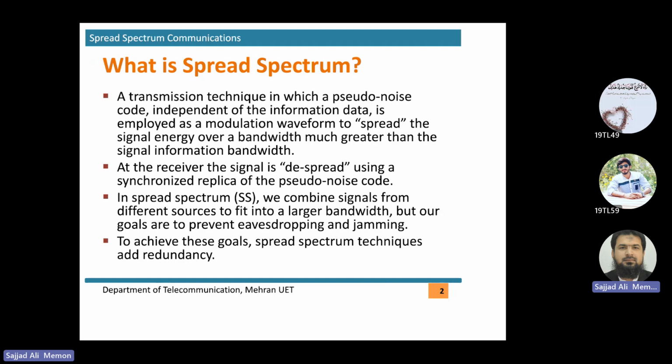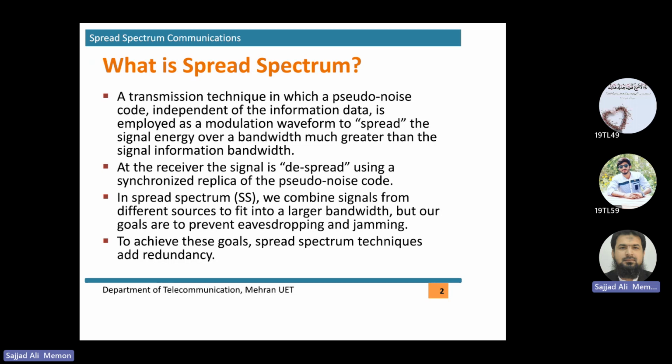So the new lecture is about spread spectrum. So what is spread spectrum? It is a transmission technique in which a pseudo noise code independent of the information data is employed as a modulation waveform to spread the signal energy over a bandwidth much greater than the signal information bandwidth.